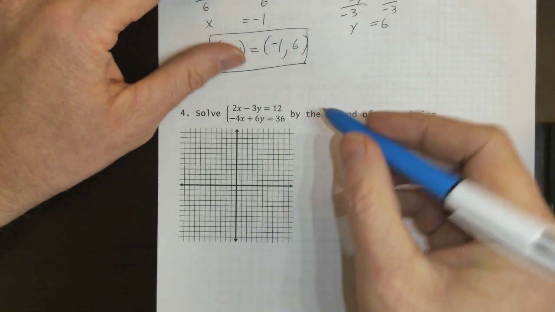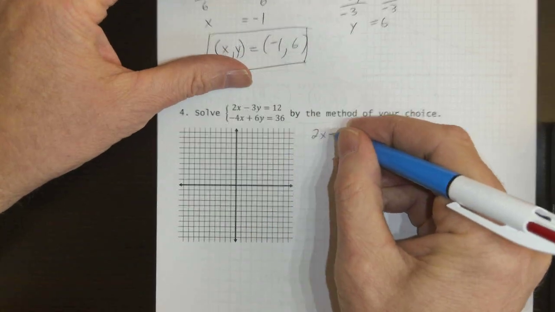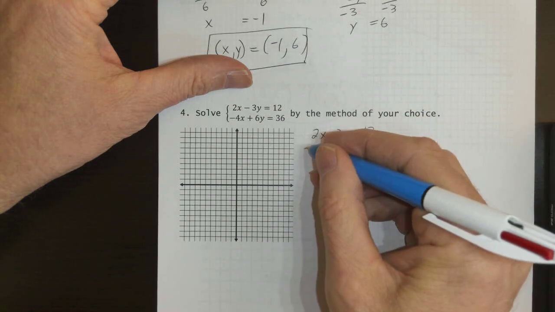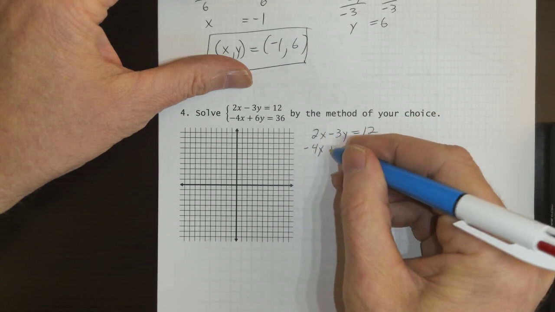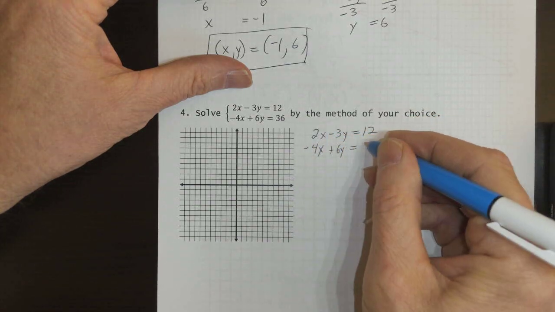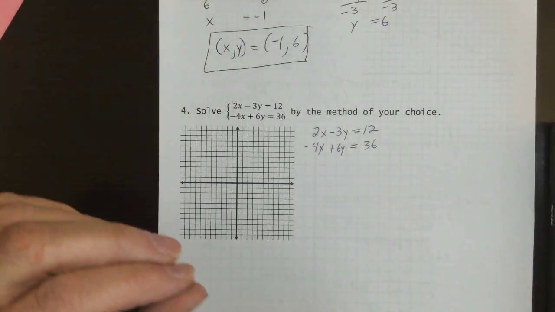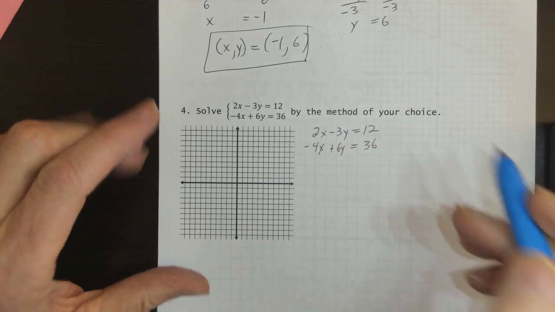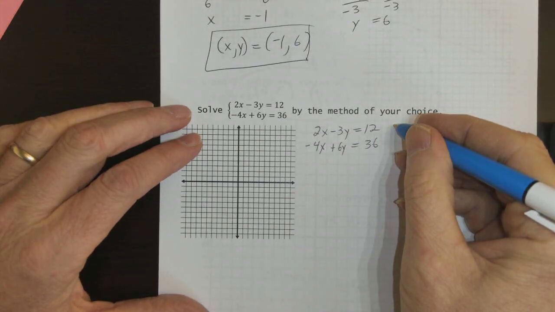All right, now this one. 2x minus 3y equals 12. Negative 4x plus 6y equals 36. I'm going to do all three methods. You choose. I'm going to graph first, though.